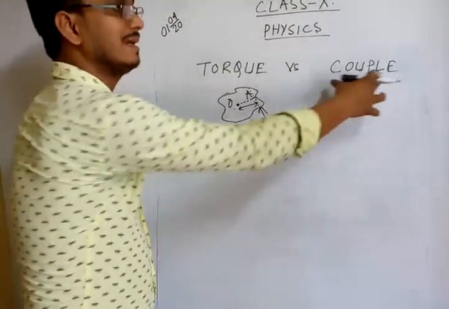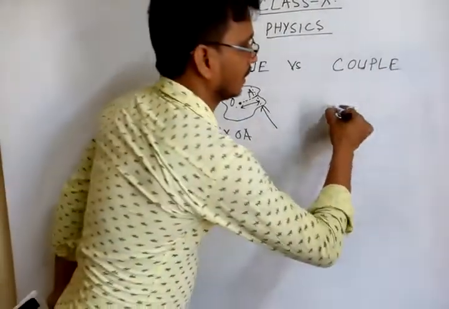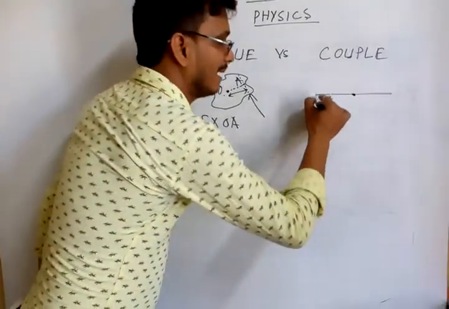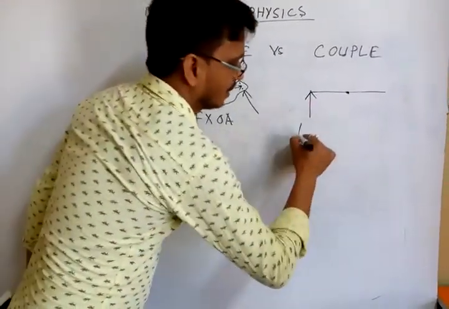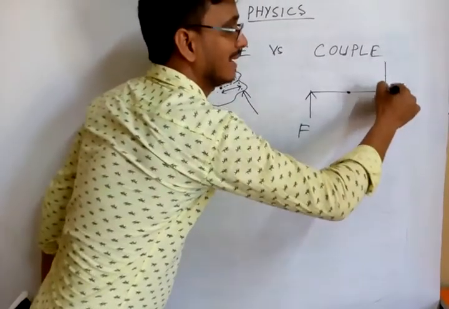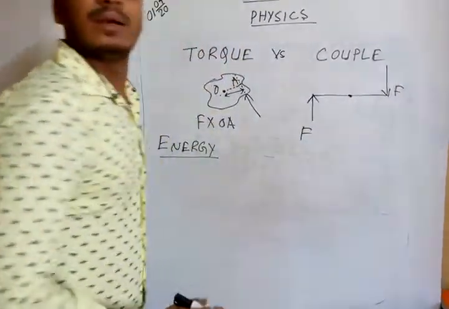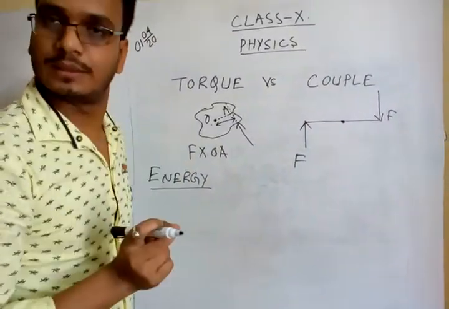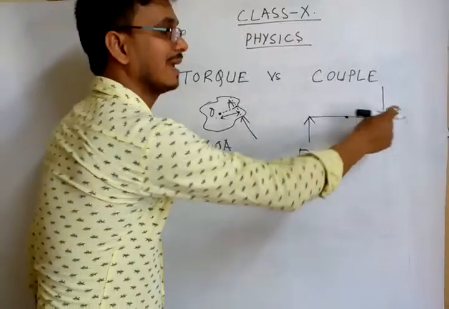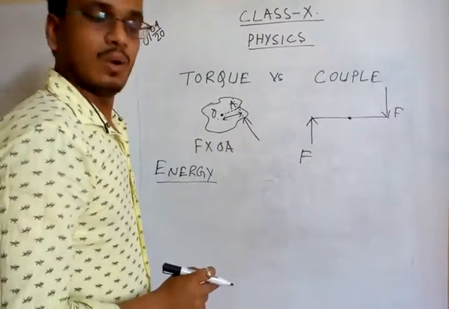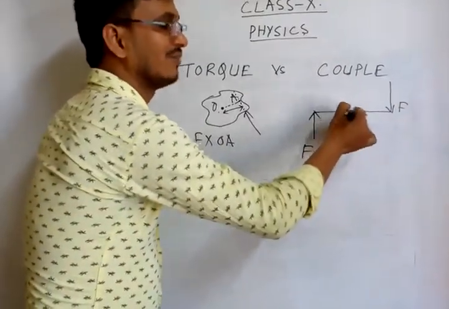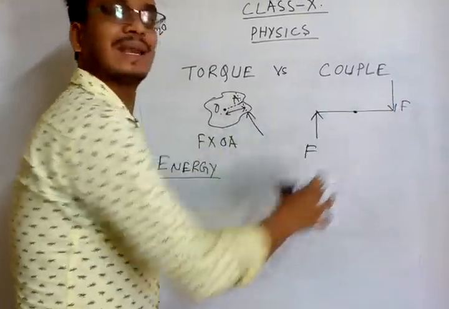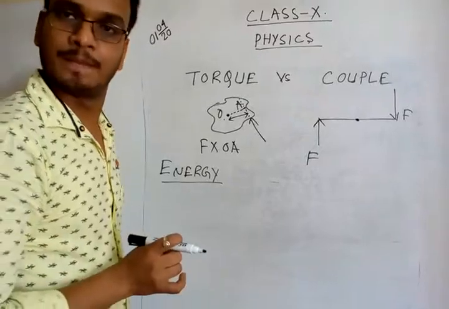But in the case of the couple, what happens? Equal forces are acting. Let it be F, and there is another force F. But the forces are not acting at the same point, and also not at the pivot. So in the case of the couple, both forces are equal in magnitude but opposite in direction.